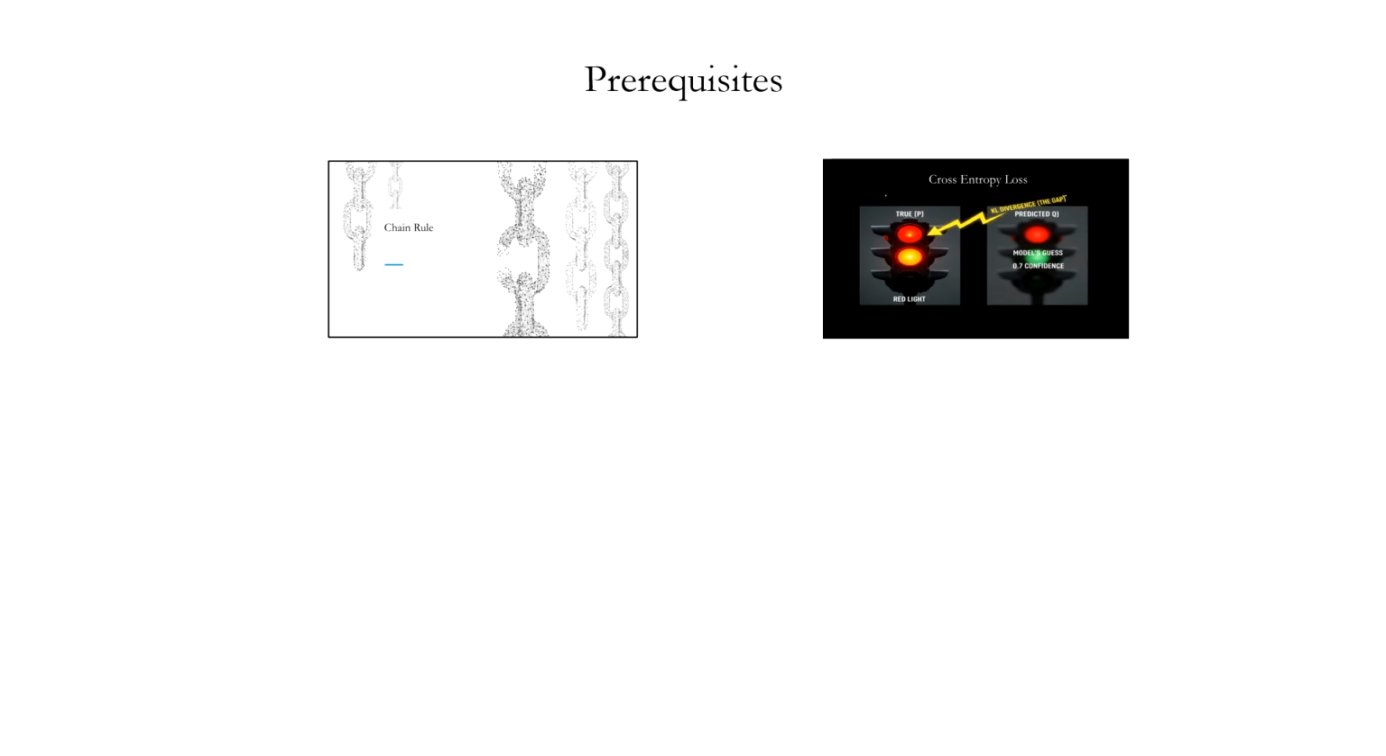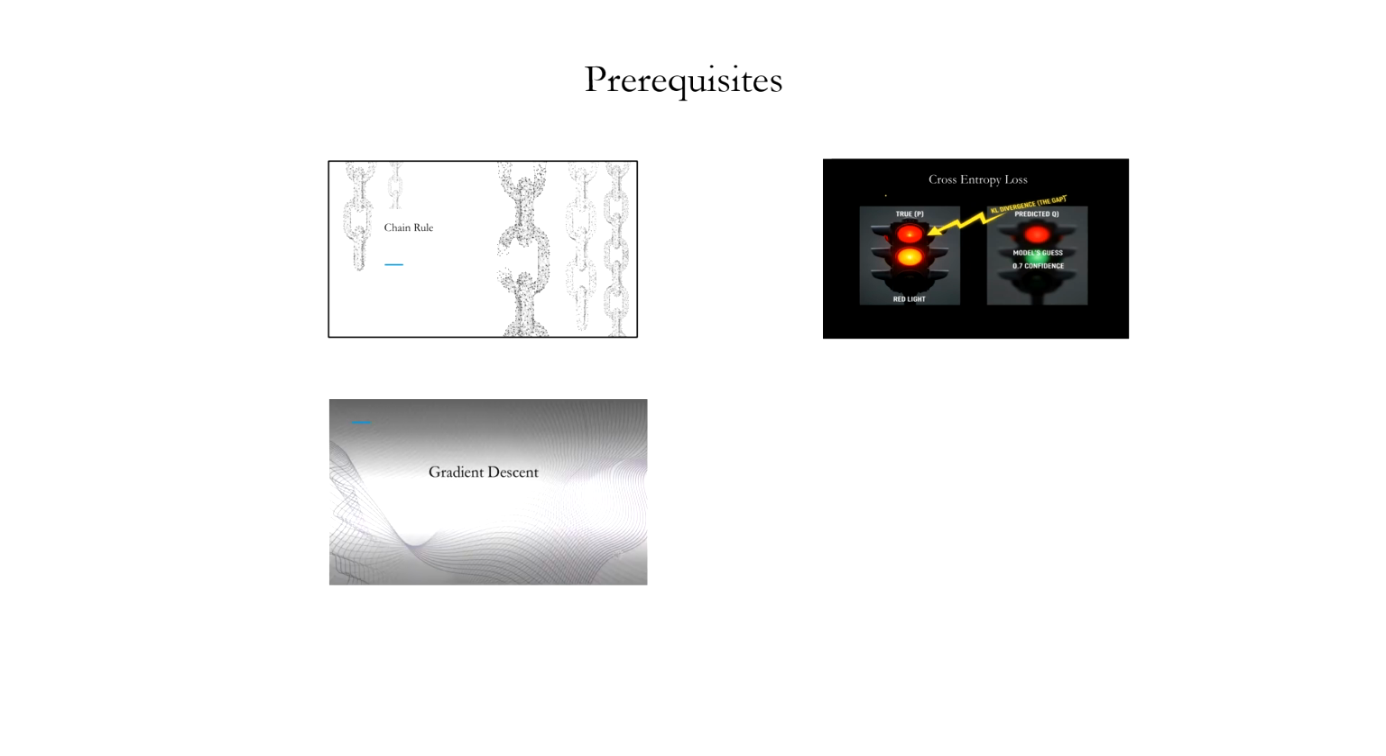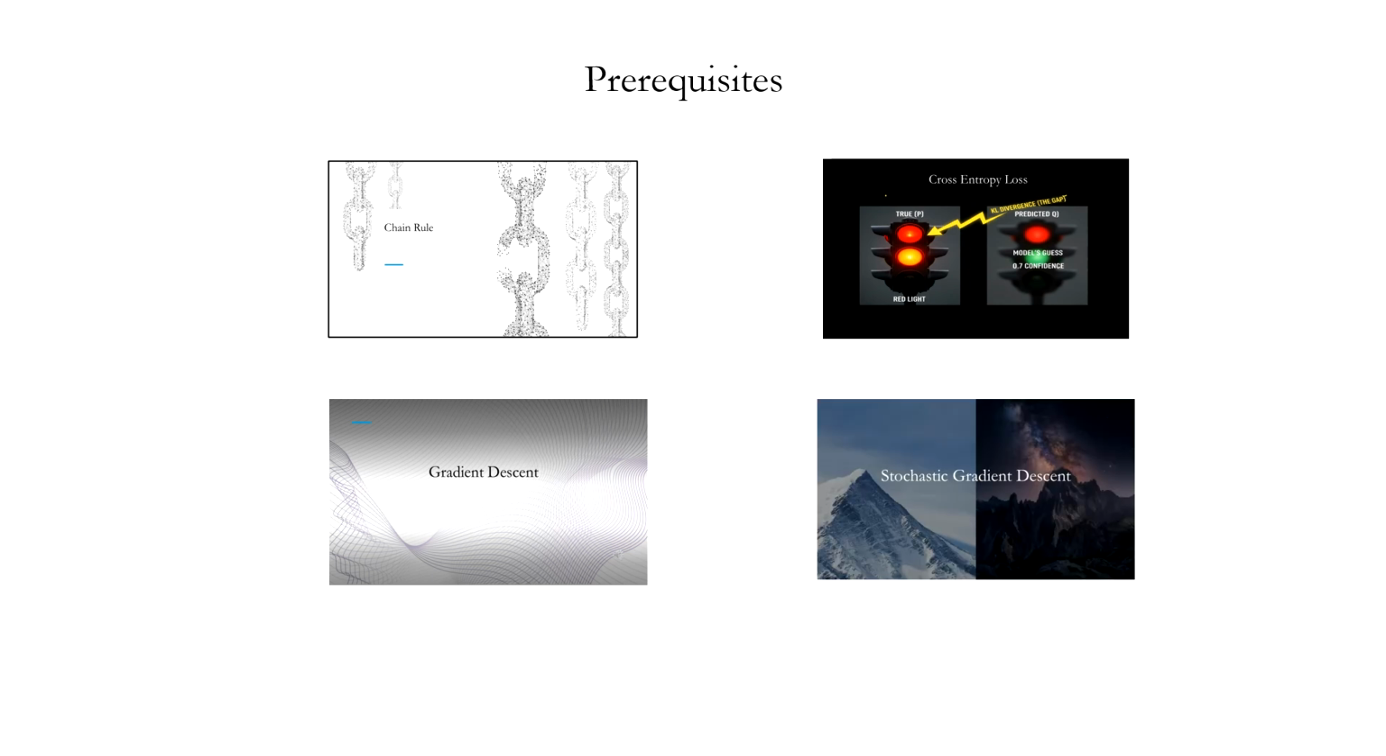In order to get a good grasp of this video, it's good to know certain subject matter, and I cover it in other videos: the chain rule, the sigmoid function, which actually derives it from scratch, cross entropy loss, gradient descent, and stochastic gradient descent.